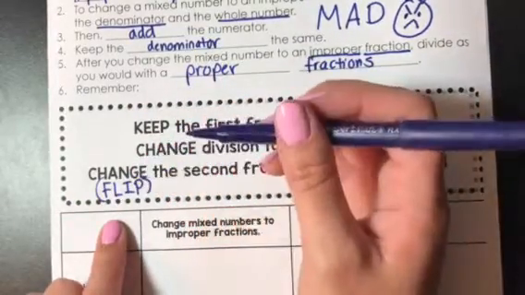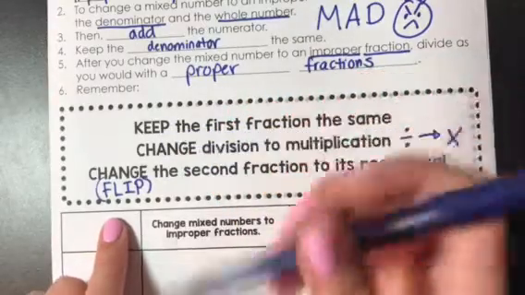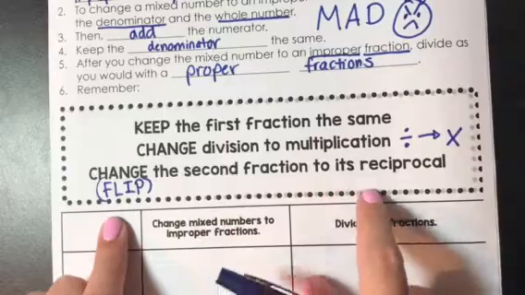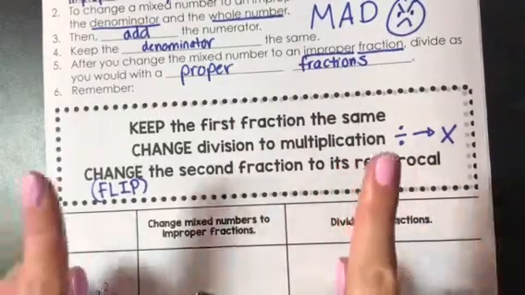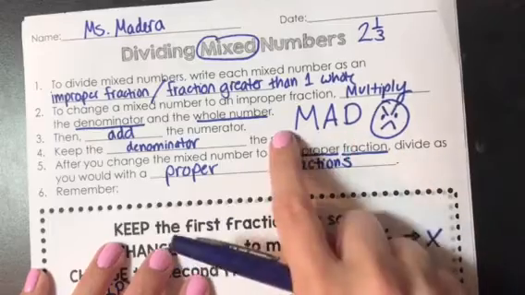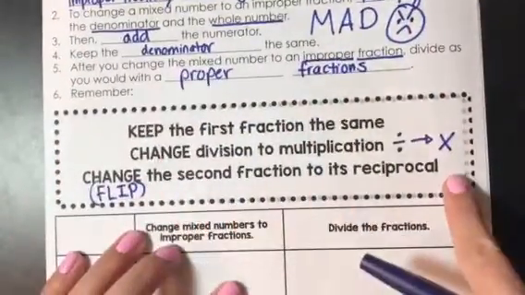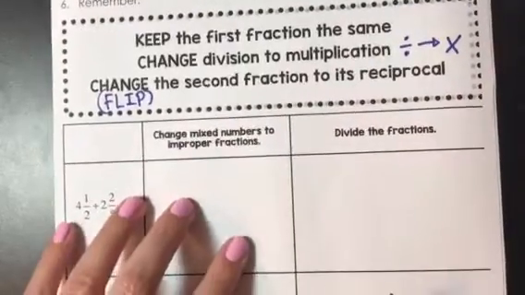Words are important. Keep, change, flip, keep, change, flip. That's what we do. Change the second fraction to its reciprocal. So, can I point out one more thing? If you have 2 mixed numbers, you have to get mad at both of them before you can do any of this. So, let's take a look.